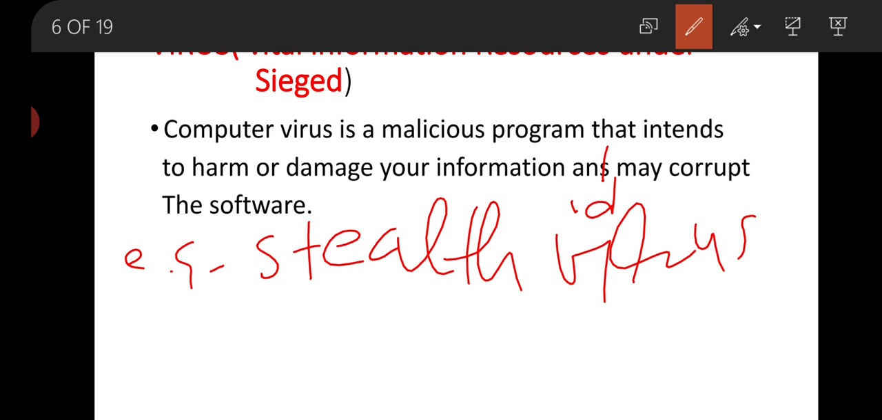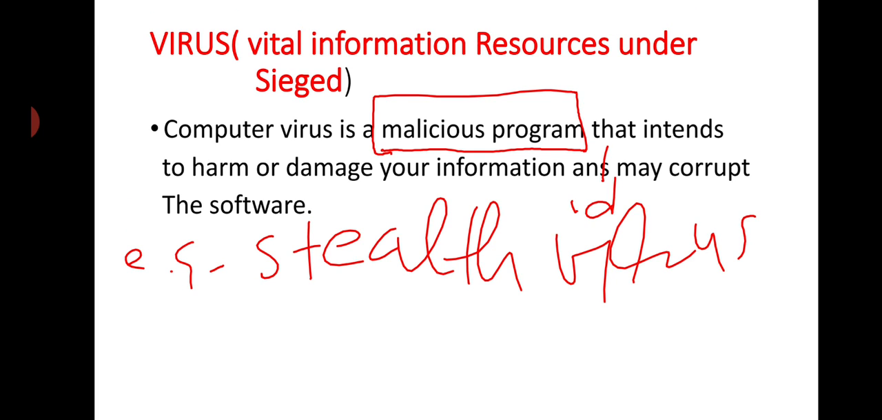What is the virus? Virus is a malicious program. That means a virus is also a program, an application program, that intends to harm or damage your information or corrupt your software. Here, vital means important information resources, and siege means to seize or stop the functioning or working. So I hope you have understood the virus.